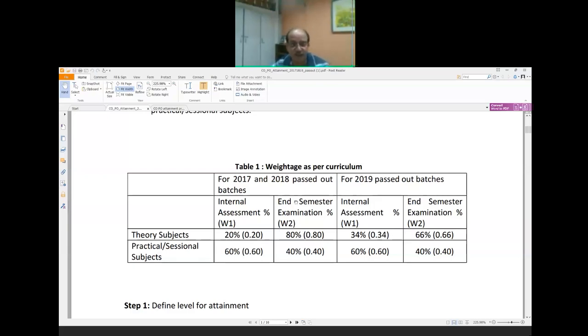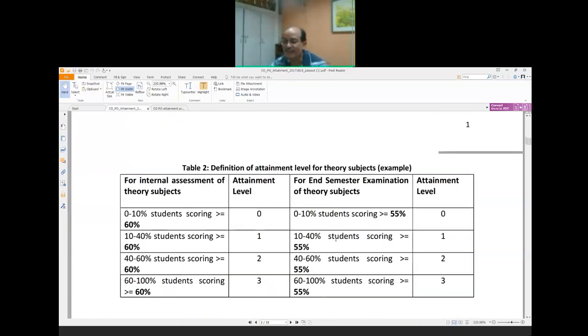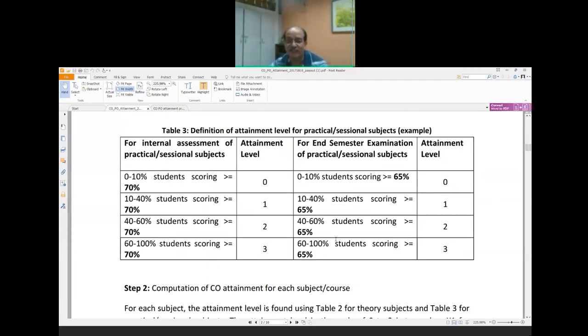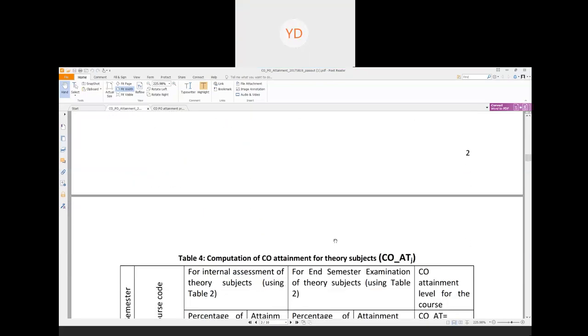Sure, sir. As I defined for the theory subject, internal is 20%, so W1 is 0.20, and end semester is 0.80. As I said, while we go for continuous improvement, maybe in that particular institute for 17-18, they had defined it as 20-80, and for the next year they defined it as 34 and 66. These are the values which we're using there. I hope this is clear. No, sir, it's clear. Okay, thank you.